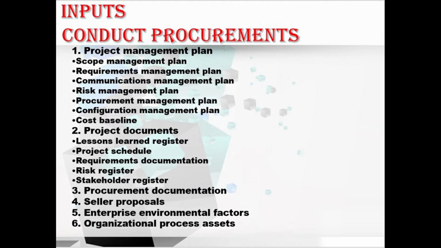Moving to the procurement management plan. The procurement management plan input contains the activities to be undertaken during the Conduct Procurements process. Moving to the configuration management plan. This input, the configuration management plan, defines those items that are configurable, those items that require formal change control, and the process for controlling the changes to such items.